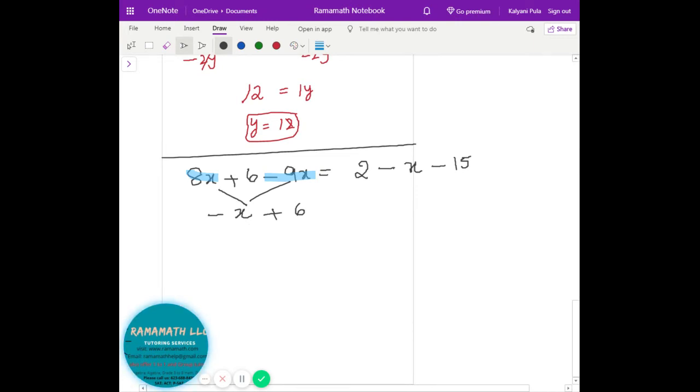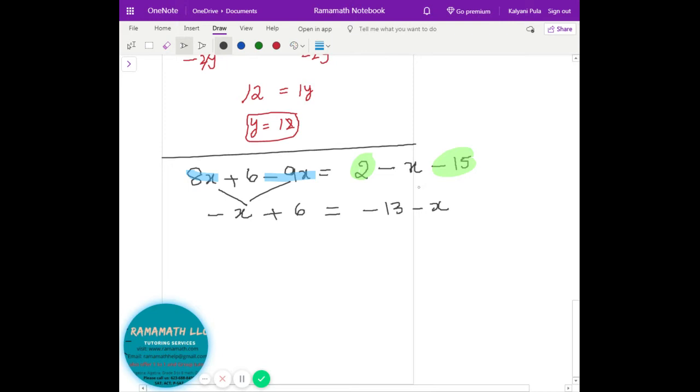Are we good to go so far? Yes? Okay. Now, on the other side, I see the constants also like terms. These two are the like terms. So I'm going to put them together. So 2 minus 15, that gives me negative 13 minus x. So you need to make an equation simpler and simpler as we go.